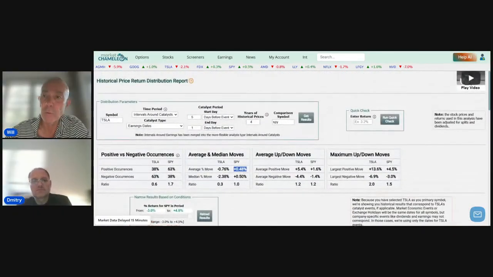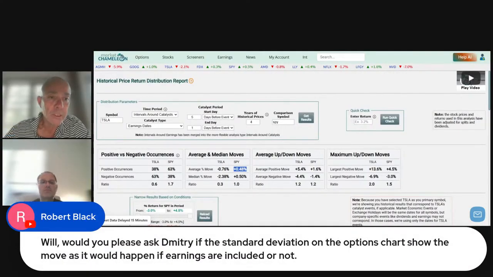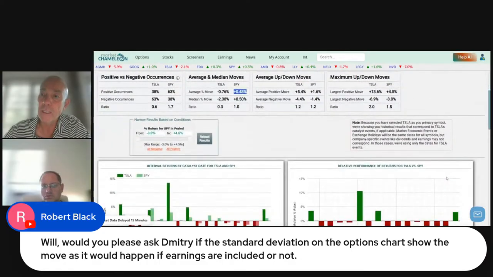We did have a question from Rob. I didn't want to interrupt the webinar. He asks, Will, would you please ask Dimitri if the standard deviation on the options chart shows the move as it would happen if earnings are included or not? Wait, say that again? Rob asks, the standard deviation on the options chart, I'm assuming this is a different tool on the site he's referencing, shows the move as it would happen if earnings are included or not. I guess, are earnings included in the standard deviation move analysis or calculation?